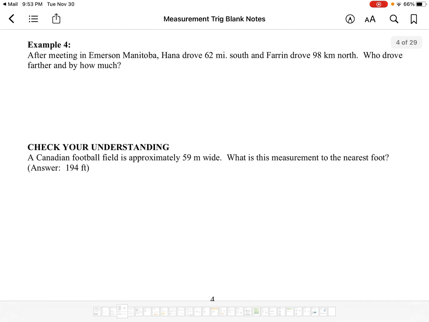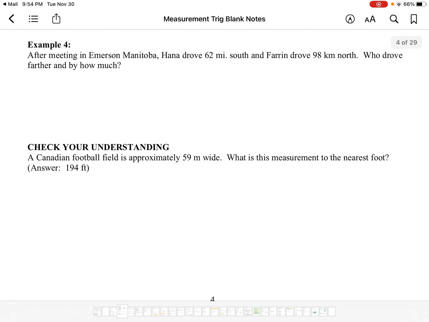Okay, so here's another example. After meeting in Emerson, Manitoba, Hannah drove 62 miles south and Farron drove 98 kilometers north. Who drove further and by how much? Okay, so this is a question where we're asked to compare distances, and the distances are in different units. So we need to basically have them in the same unit to be able to see which one's longer, okay? Doesn't specify whether we have to have them both in miles or both in kilometers. So we can actually choose here, okay?